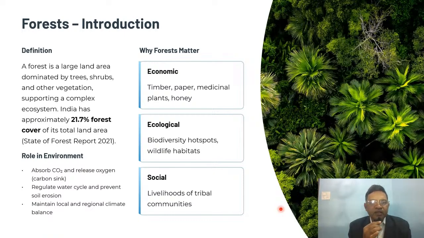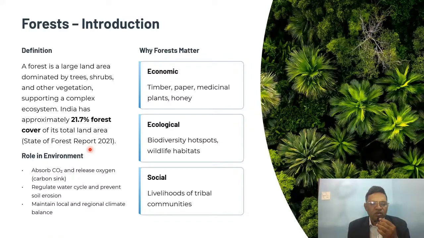Then here we'll discuss the forest and its introduction. A forest is a large land area dominated by trees, shrubs and other vegetation, supporting a complex ecosystem. India has almost 21.7% forest cover of the total area, as per the State Forest Report 2021.